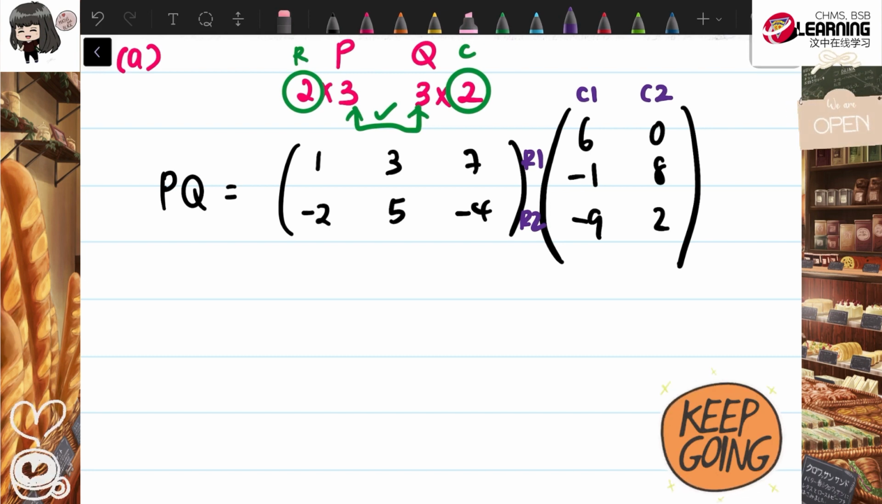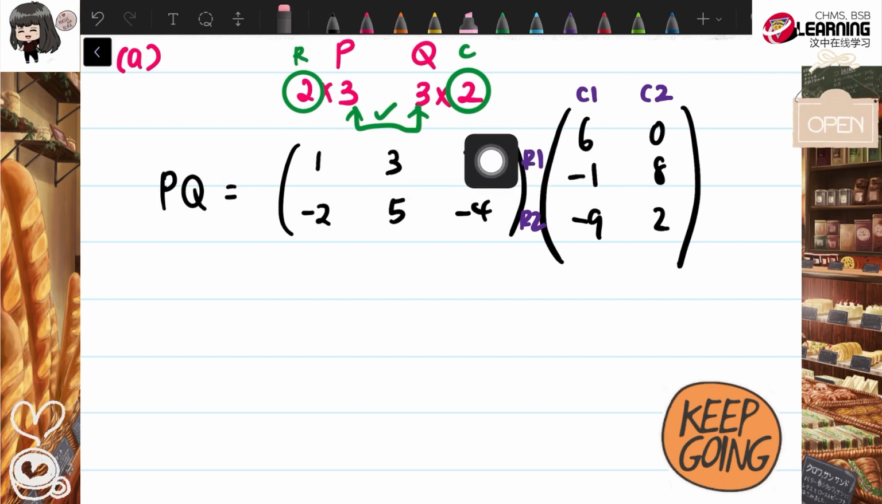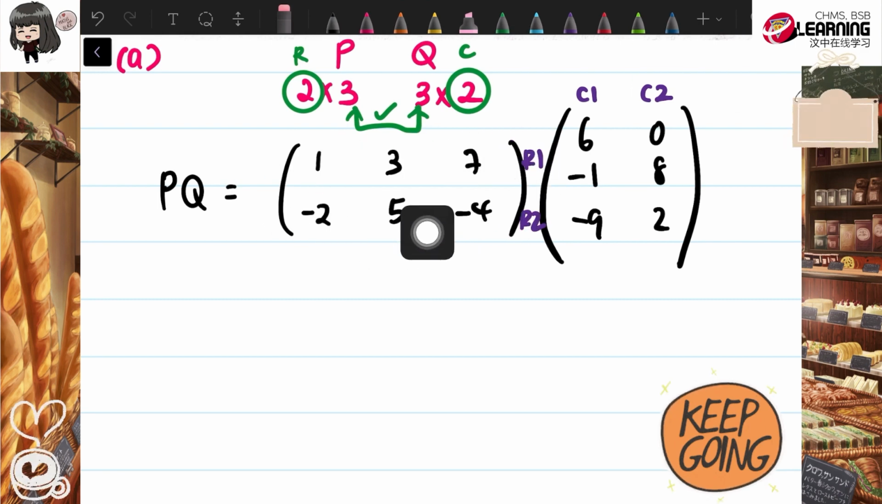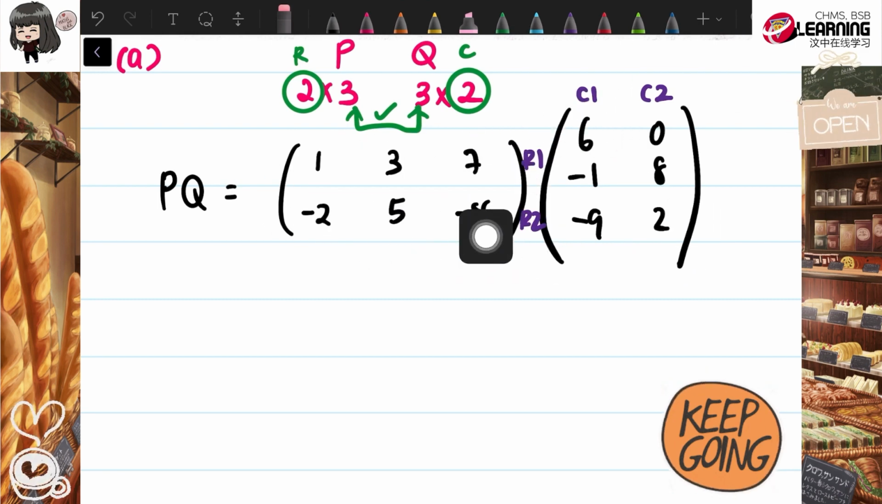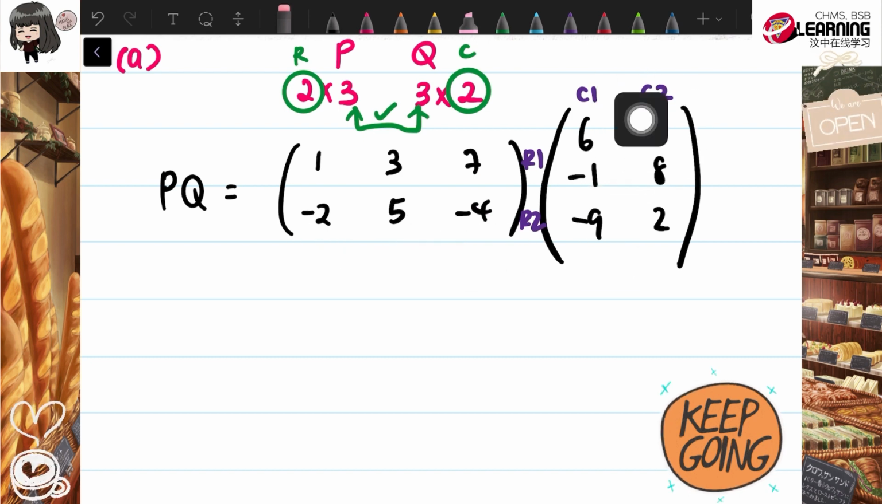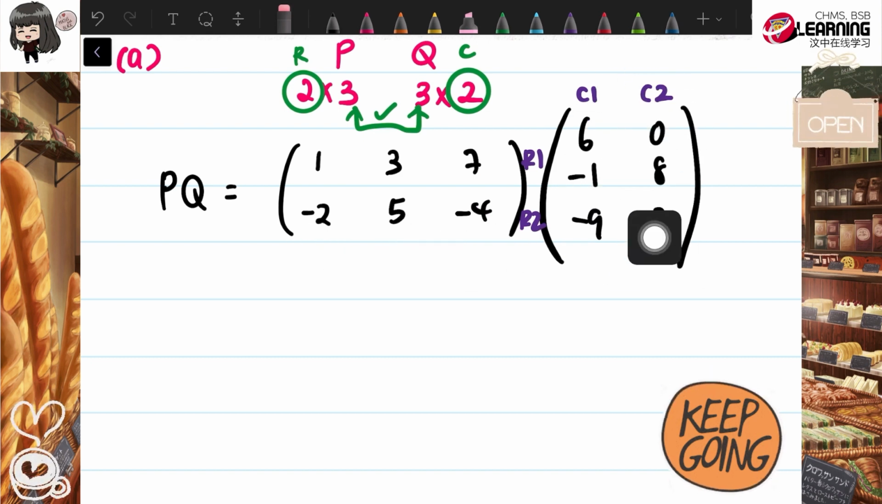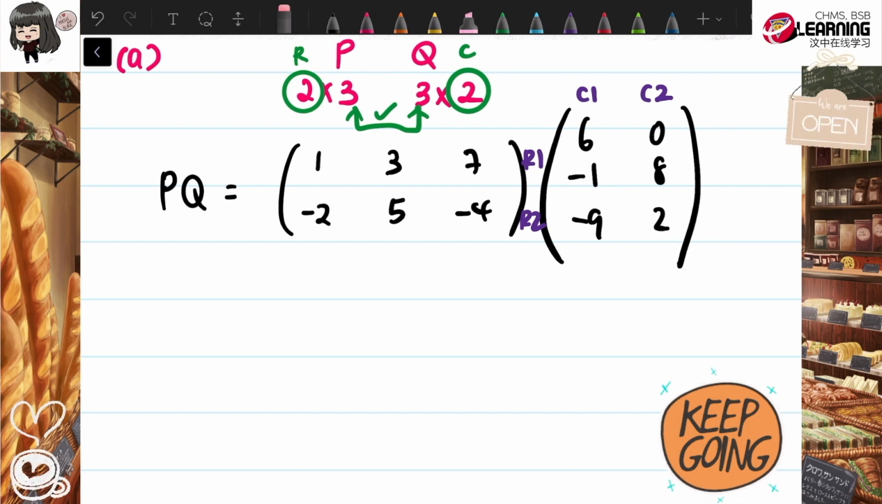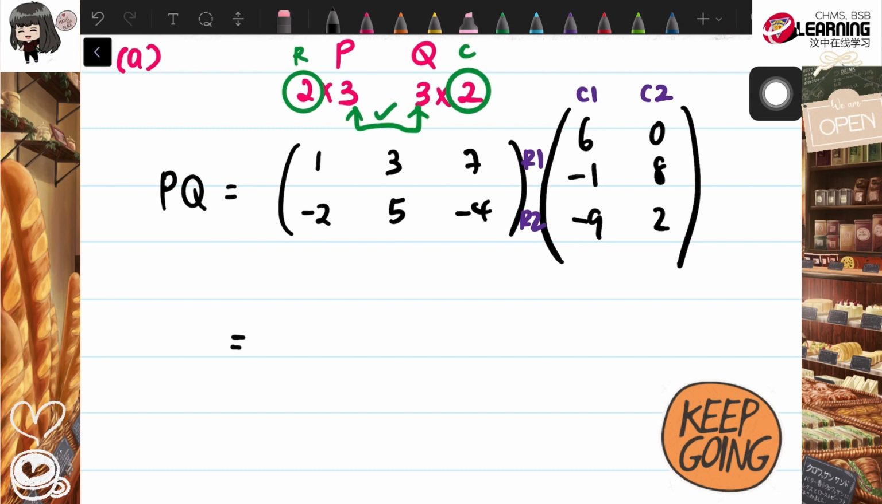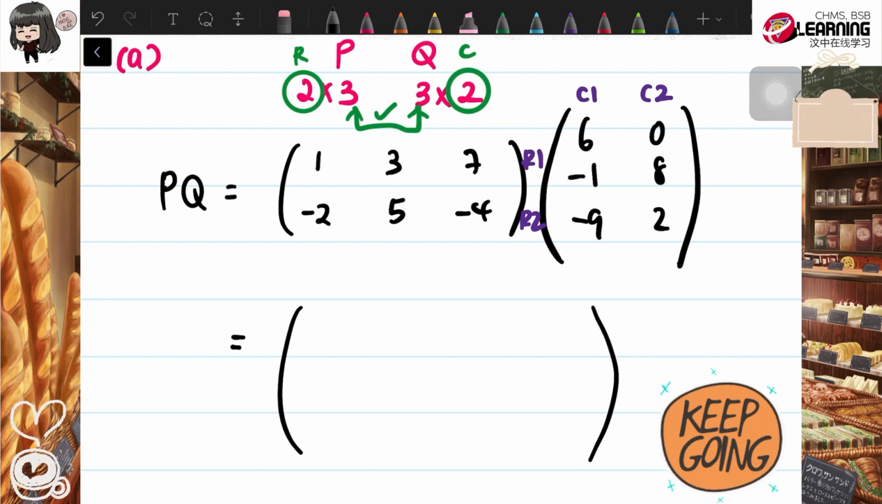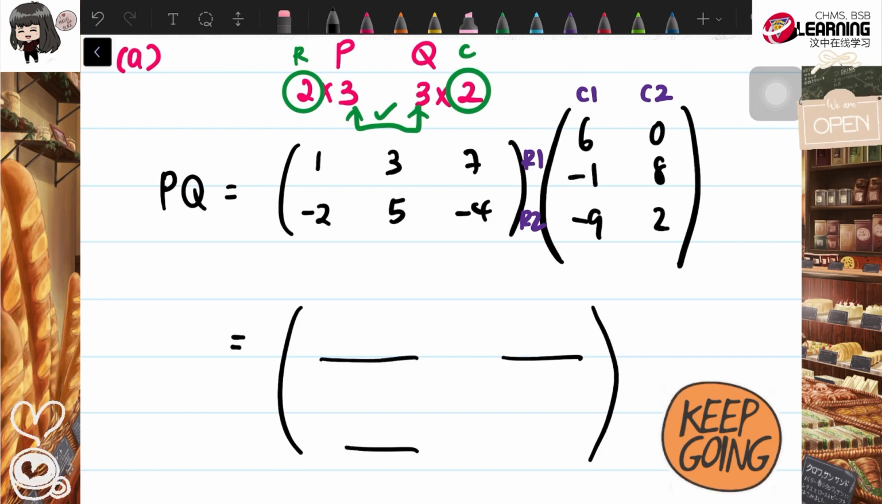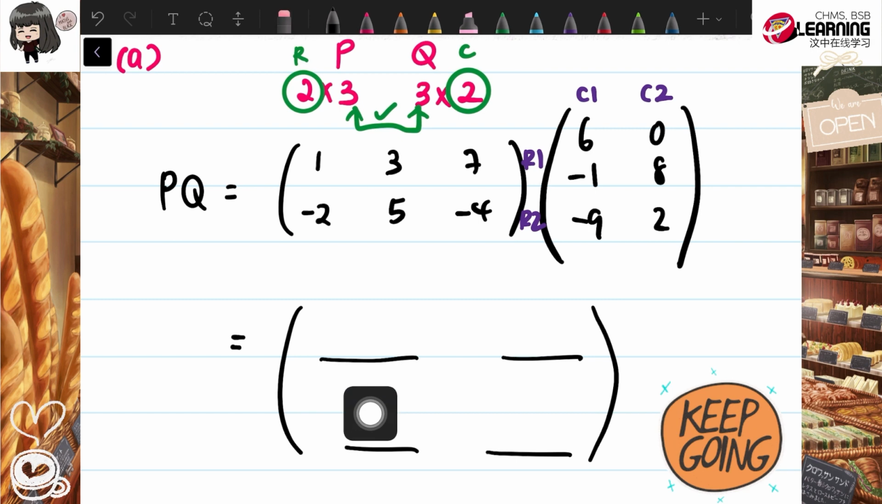This row 1 is referring to the P. Row 1 and row 2. And column 1, column 2 is referring to the Q. So you must focus on the row and the column. Your final product is 2 by 2. How does 2 by 2 look like? 2 by 2 will be like that. You have 1 here, 1 here, 1 here, and 1 here. That's why you have 2 by 2.